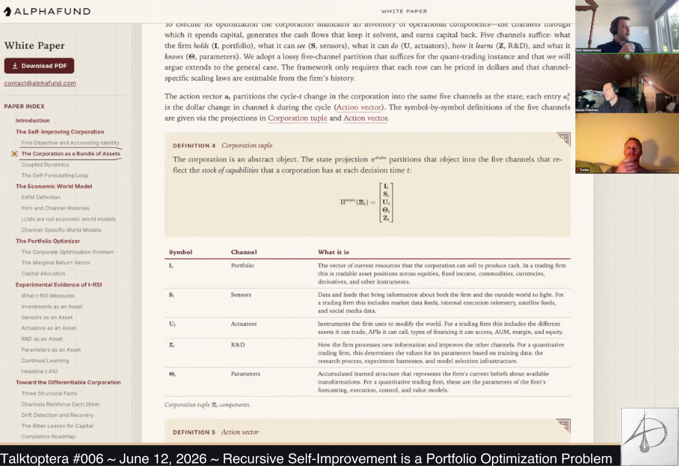The actuator side of the equation would be like in a humanoid robot. That's the actual interface with the world. With a corporation, that might be your employees, or your API calls to a brokerage, or whatever it is. So those would be which brokerage accounts do you have? In the case of a modern quant fund, how much AUM do you have? What kind of margin contracts do you have? What kind of broker-dealer relationships do you have? Do you have friends in the SEC, whatever things it might be?